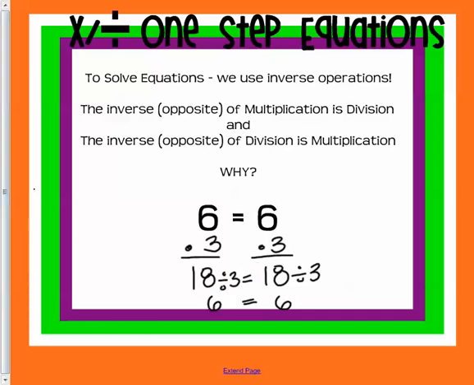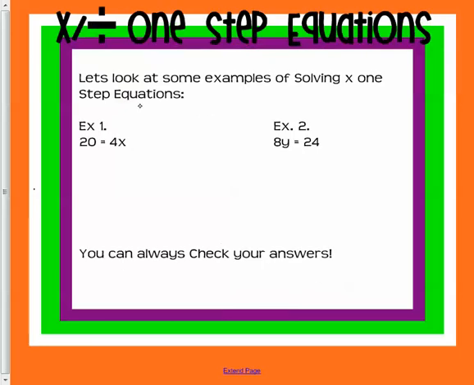Okay, so inverses of multiplication are always division. So for this one, if I have 4 x's and they equal 20, I just divide by 4 on both sides, and I'm left with x equaling 5. And then I can always check my answer by plugging it back in. 4 times 5 equals 20, so it checks.